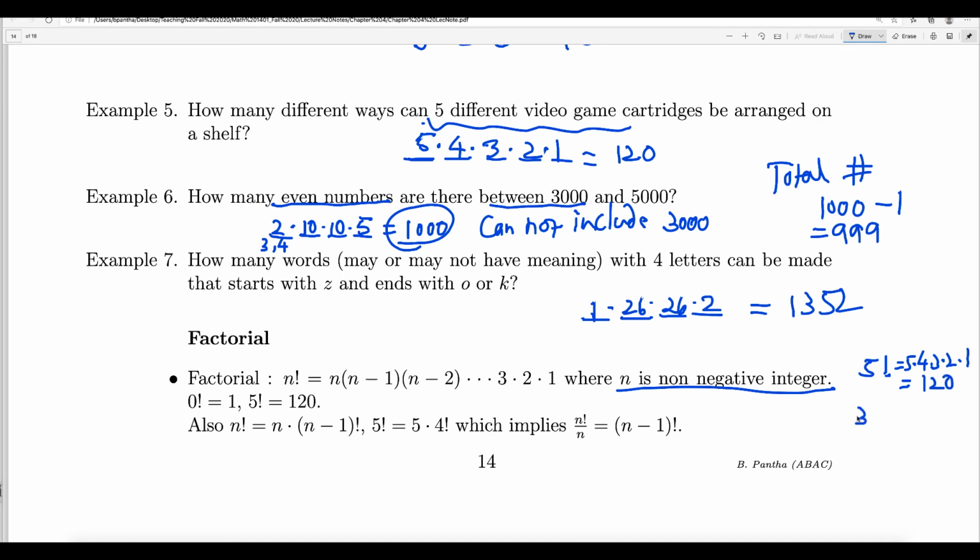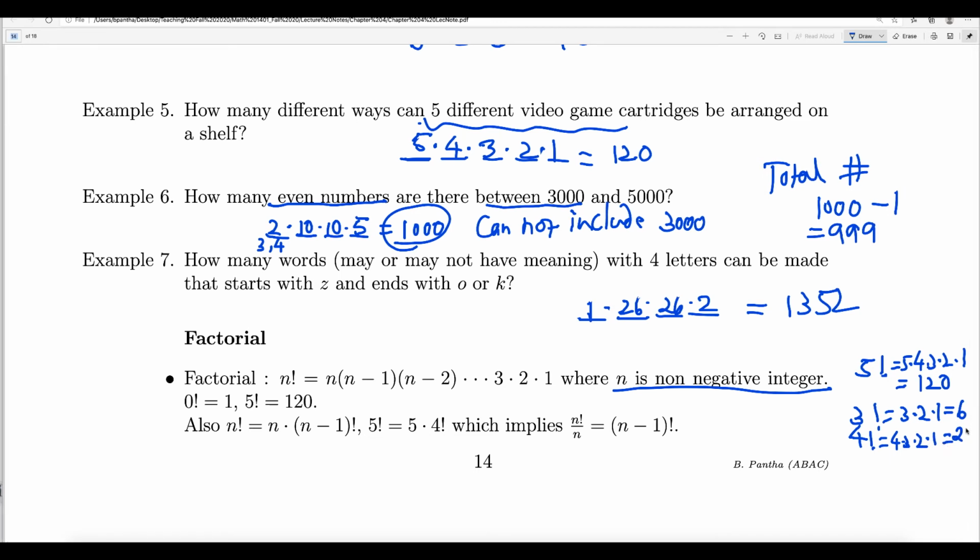Meaning, factorial of any number is you start with that number and go down by 1 in each step and multiply, and then go down by 1 and multiply, and so on, and you stop at 1. That's what the factorial is. So 3 factorial is 6. 4 factorial is how much? 4 times 3 times 2 times 1 is 24. So 5 factorial is 120. Similarly, you can find any number's factorial.